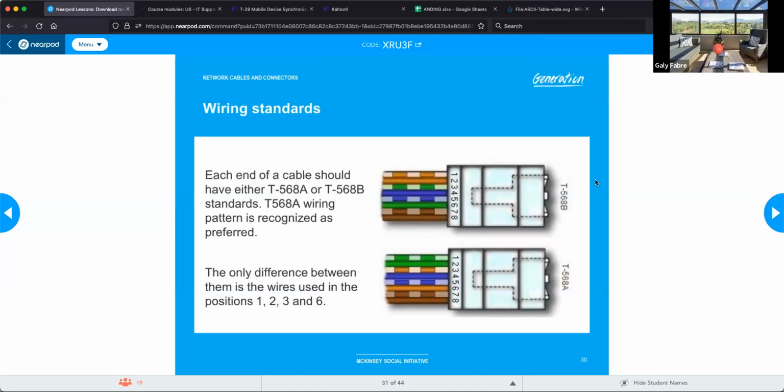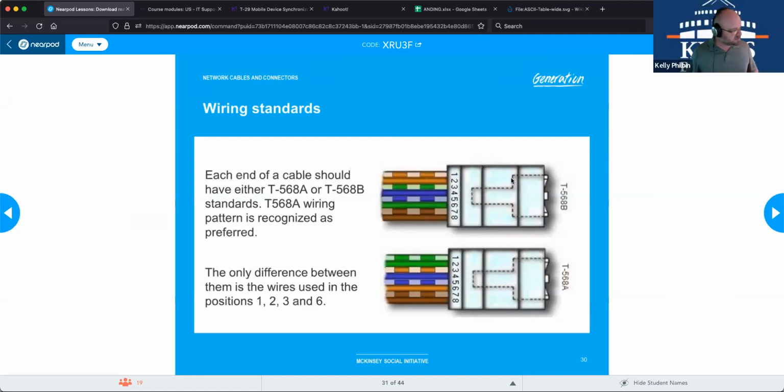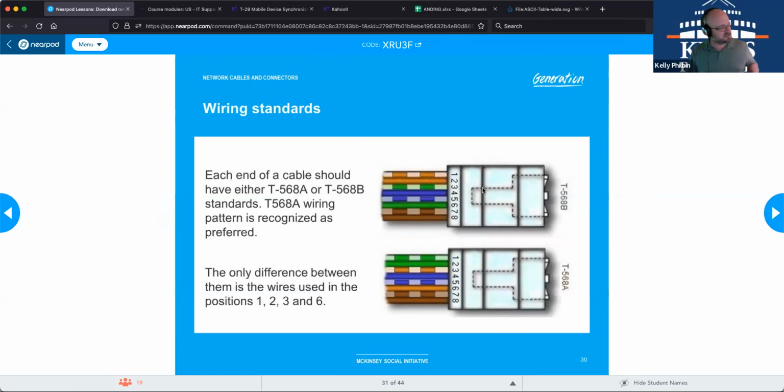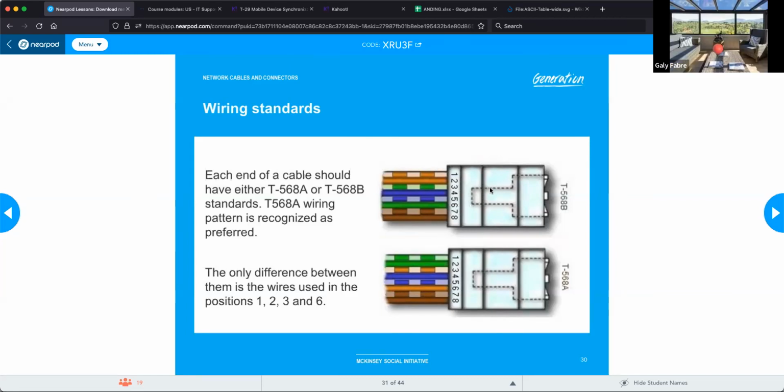Got a question. What's going on? Do they have the number on them, so you know which side to start with, if you're looking at the back of it? See this little tab here? That's the little click, the little tab that clicks when you plug it in. This is looking at the bottom of that. So the tab would be away from us.